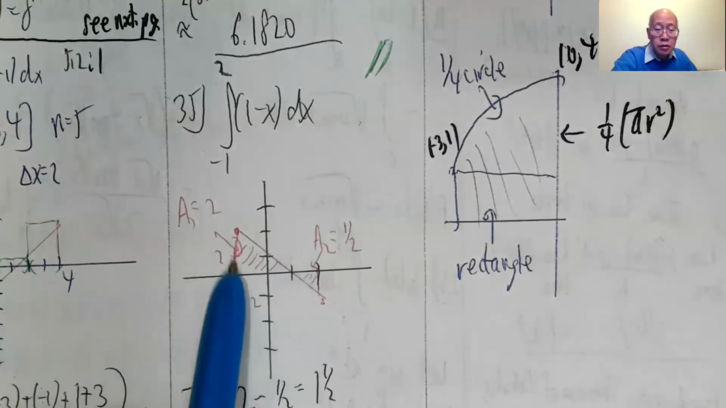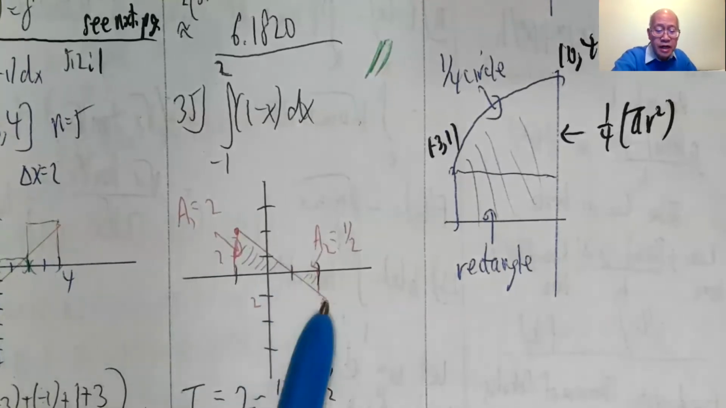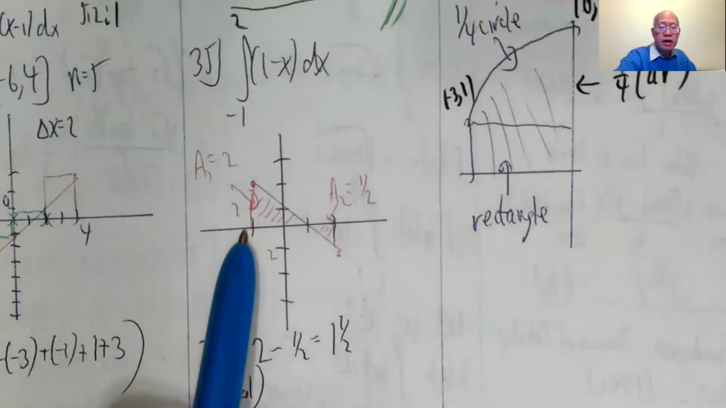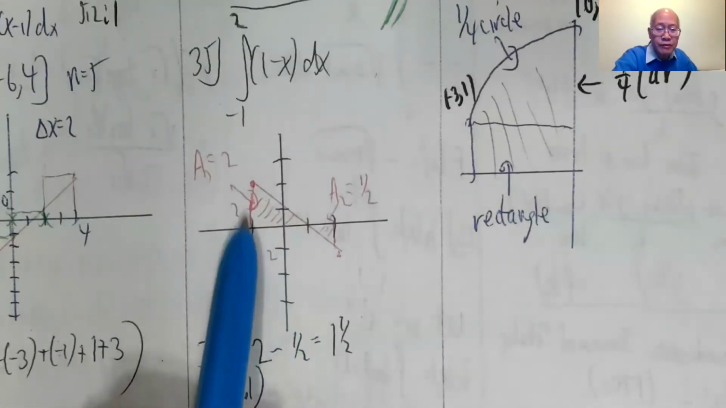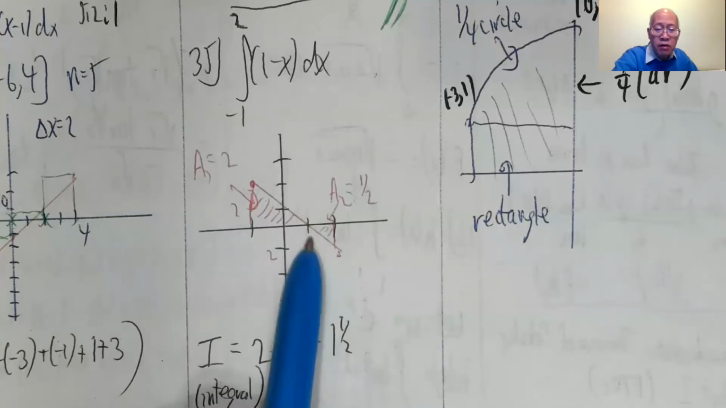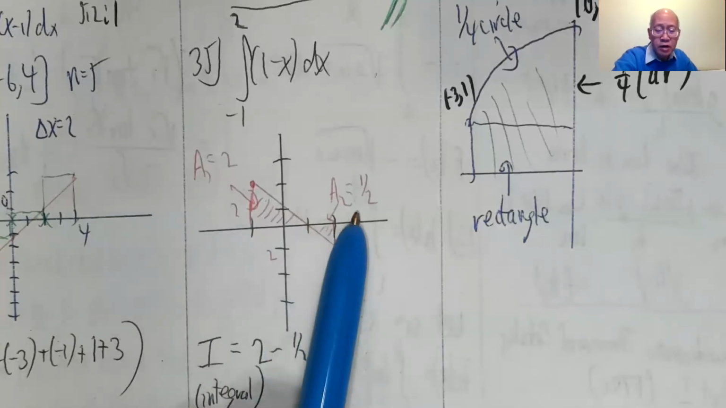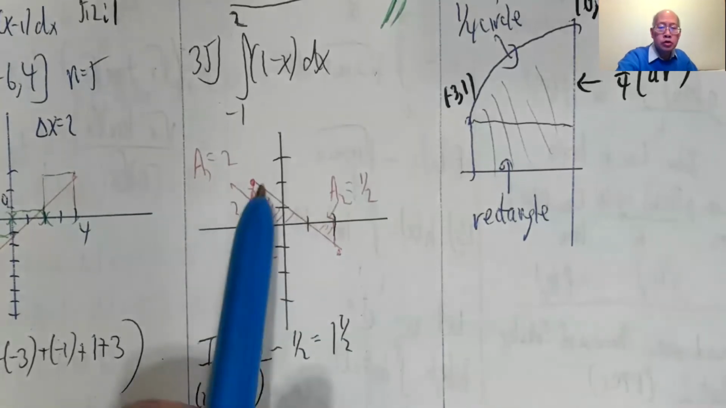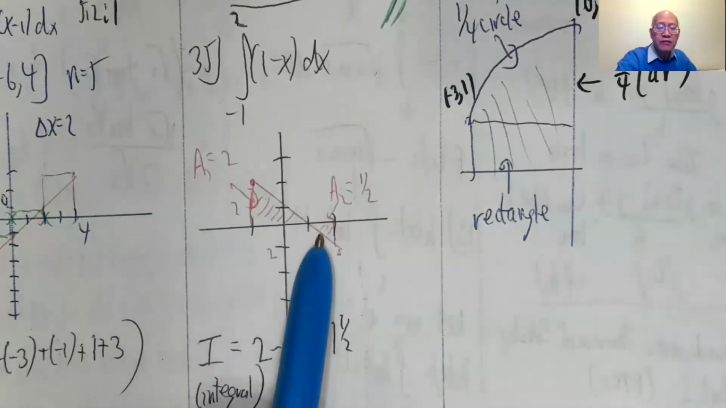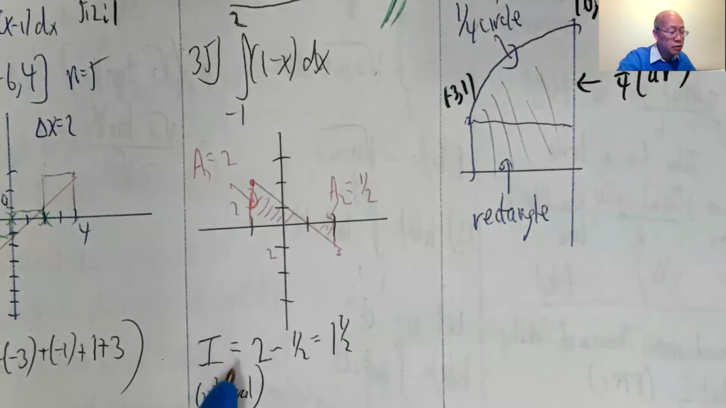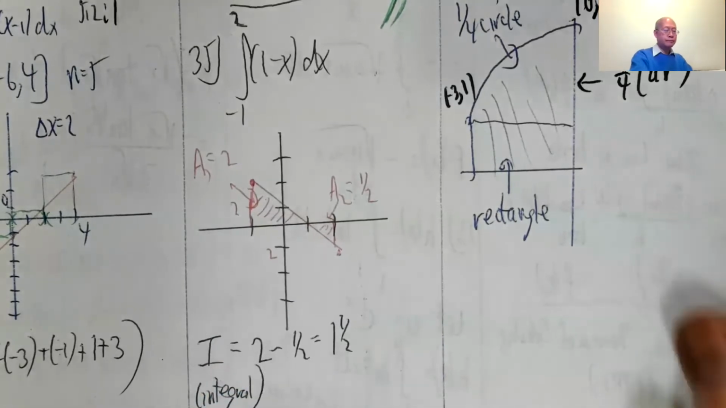Okay. So positive would be this part, negative would be this part. So this area is 2, 1/2 base times height, 1/2 of 2 times 2 is 2. This area is always positive, is 1/2, 1 times 1, that's a half. So the integral is 2 positive minus a half negative, or 1.5. Okay.